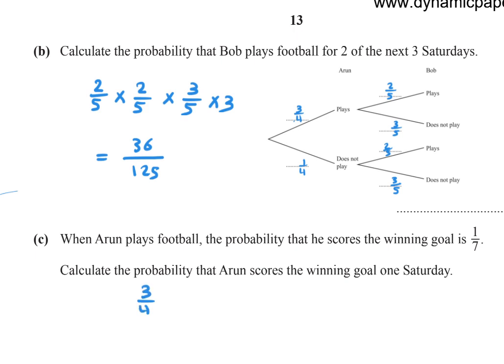And the probability he scores the winning goal is 1 over 7. So you have to multiply them. So 3 over 28.